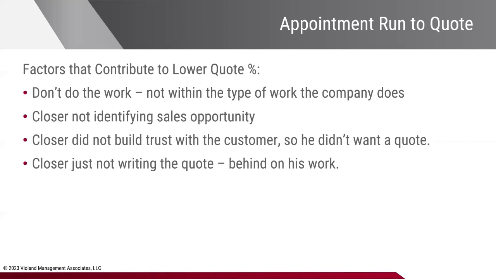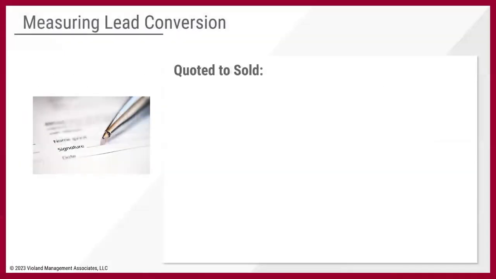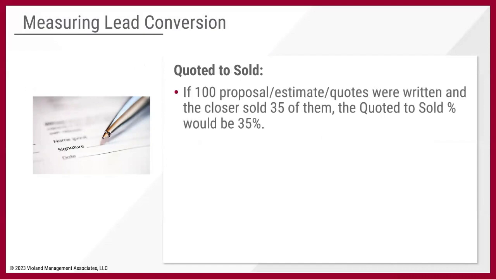So the last bus stop is quoted to sold. So we've quoted it, and now it's about selling it. And this is often what salesmen will call their closing percentage. I like to think of the whole thing, the entire bus route, as being the overall closing percentage. But this is what the salesman will consider their closing percentage, and that's fine as long as we understand the difference here. So if you wrote 100 proposals and he closed 35% of them, then it would be a 35% closing rate or quoted to sold percentage.